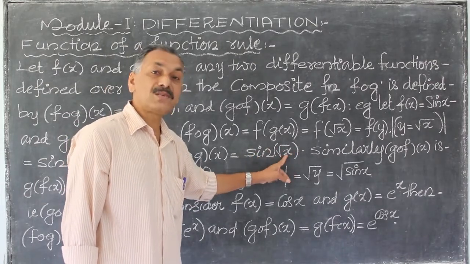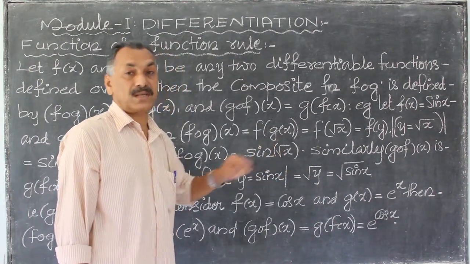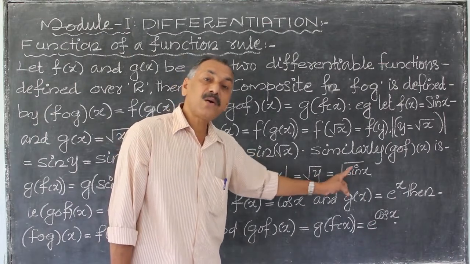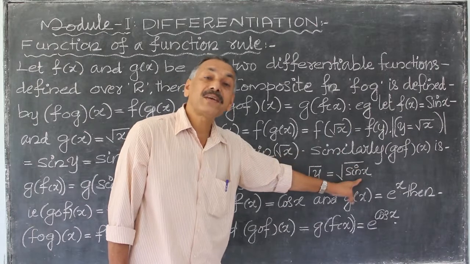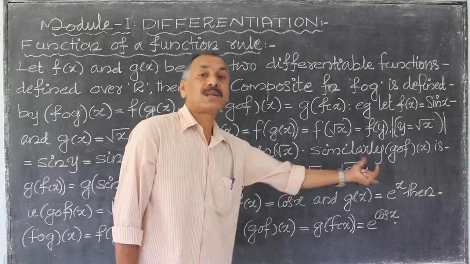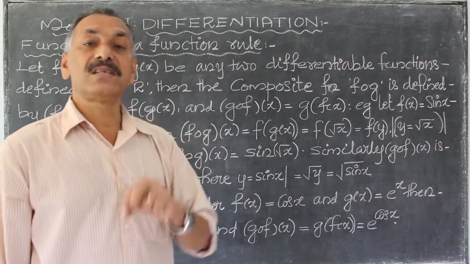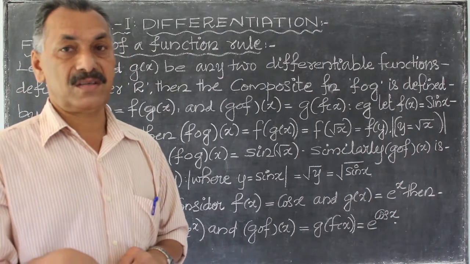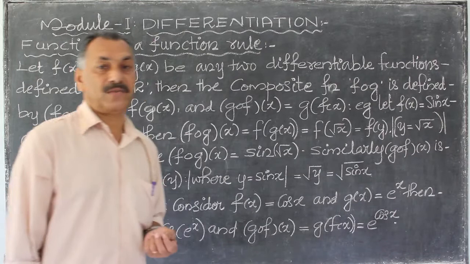This is the composition of the functions. If f of x is equal to sin x and g of x is equal to root x, then this one is root of sin x. This is the composition of the functions g of x equal to root x and f of x equal to sin x, g∘f of x. Function of a function means it is the composite of two functions, defined like this: f∘g of x is equal to f of g of x.